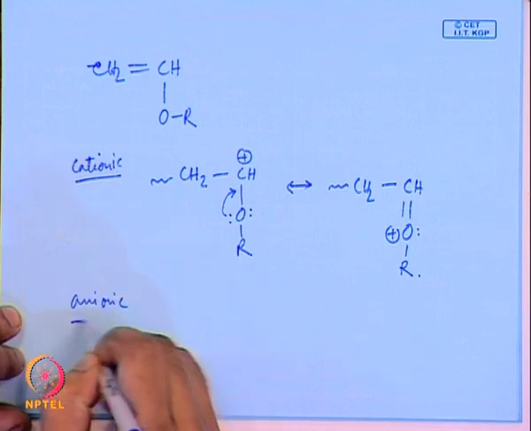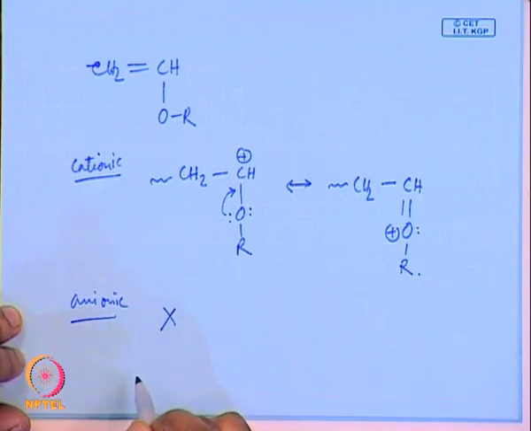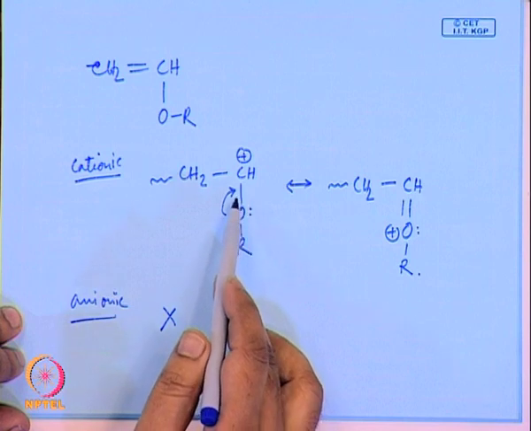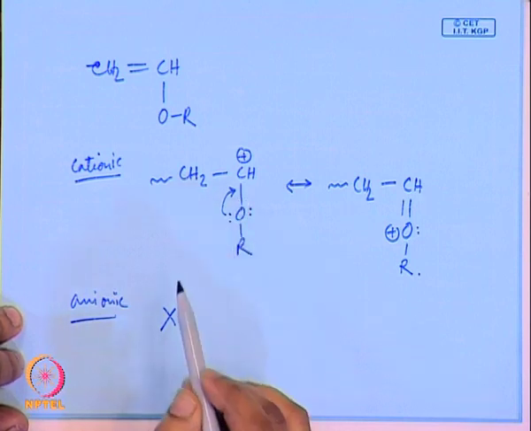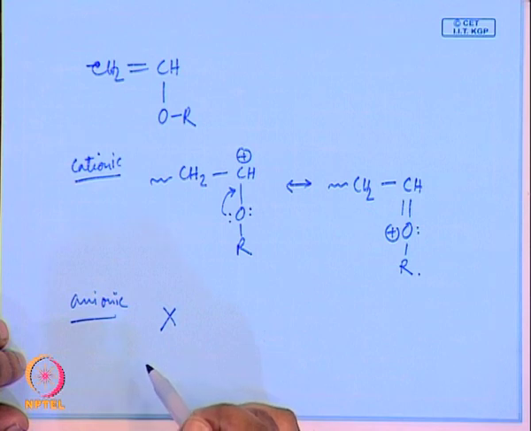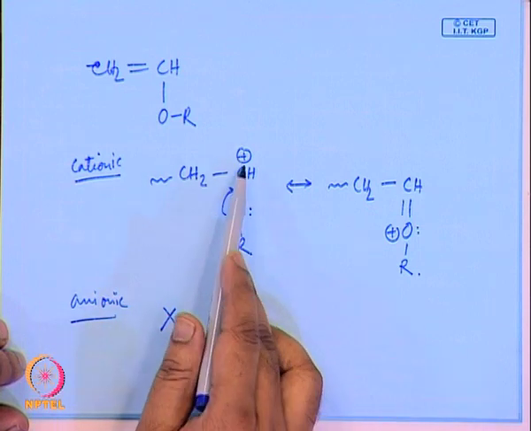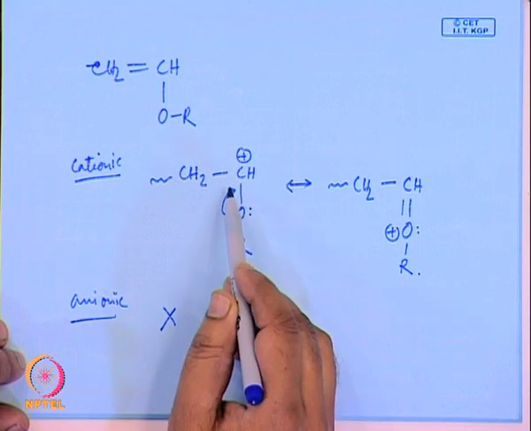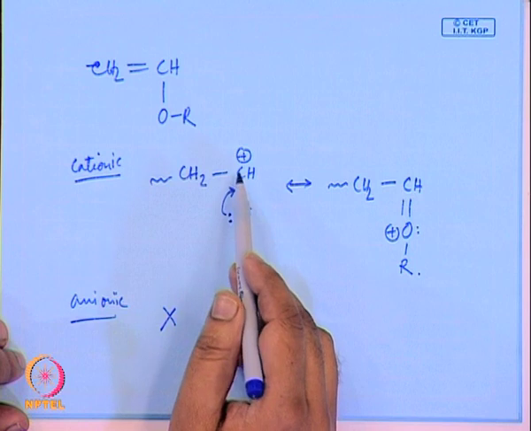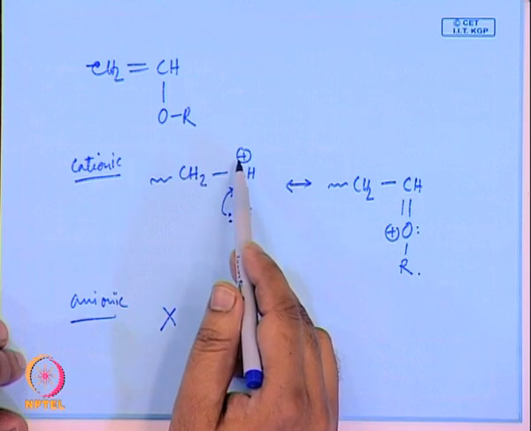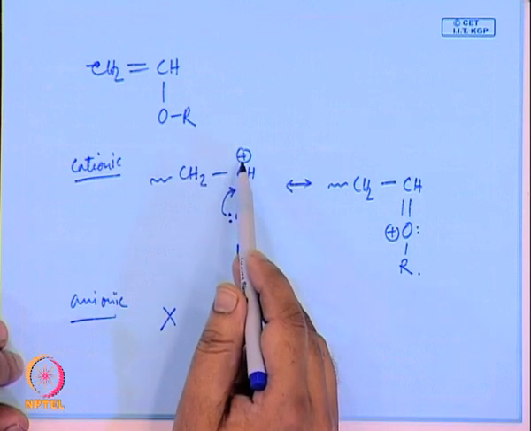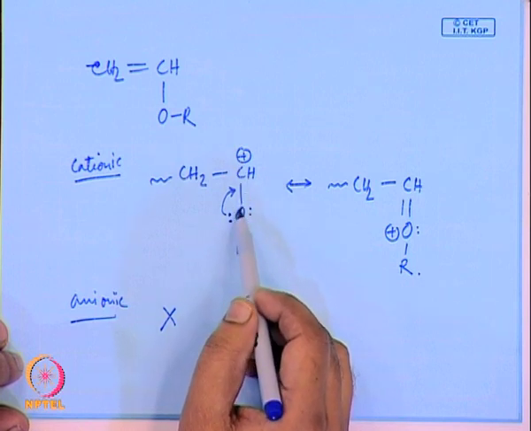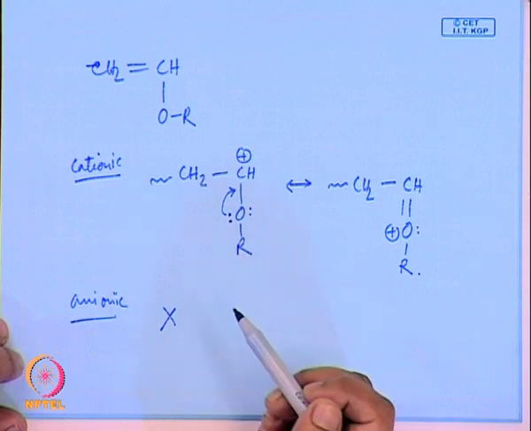Anionic? No, it cannot be polymerized by anionic species, because if you have a strong electron withdrawing group here, so anionic cannot be. If you have a resonating group here which is electron donating, electron pushing, it cannot stabilize an anionic group here, even if there is a weak electron withdrawing effect of this OR group by inductive effect.